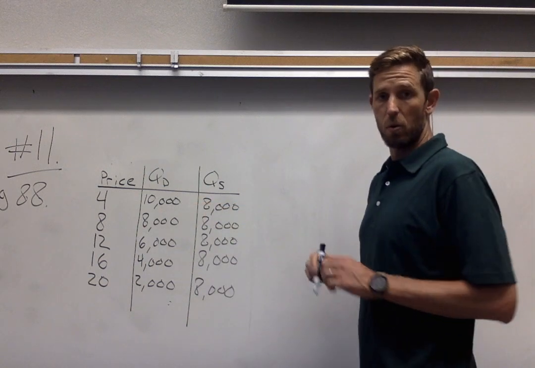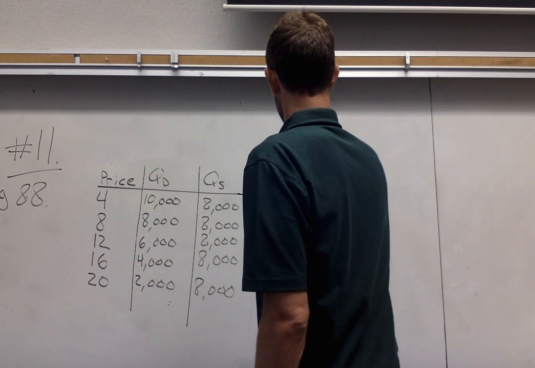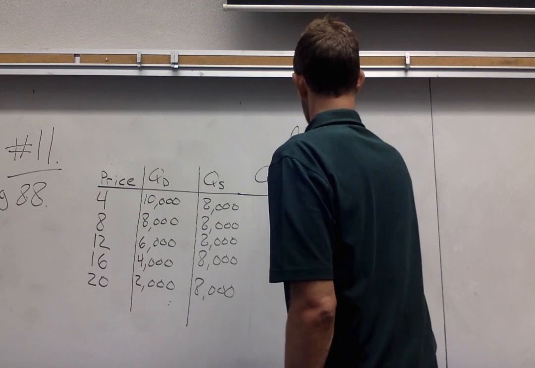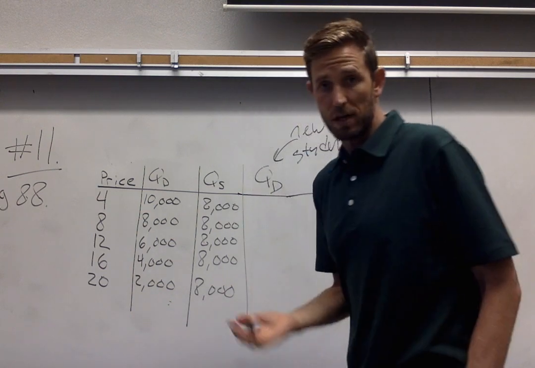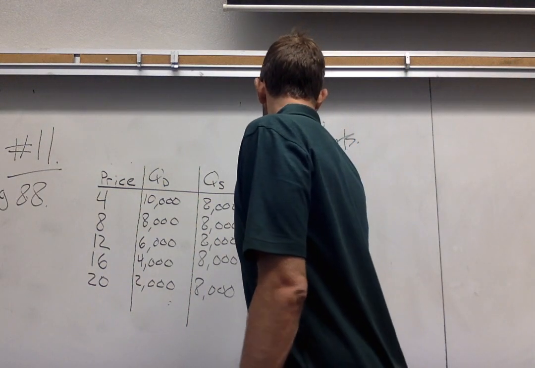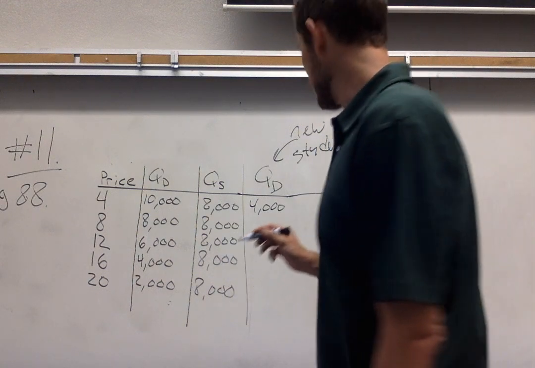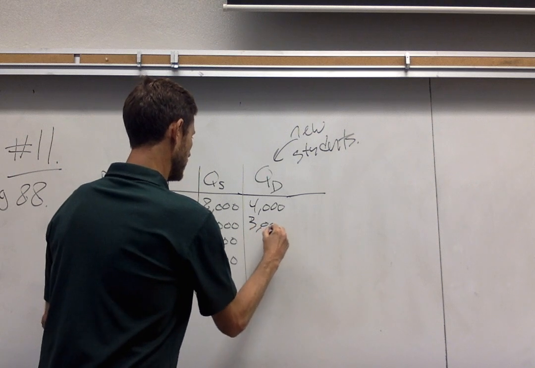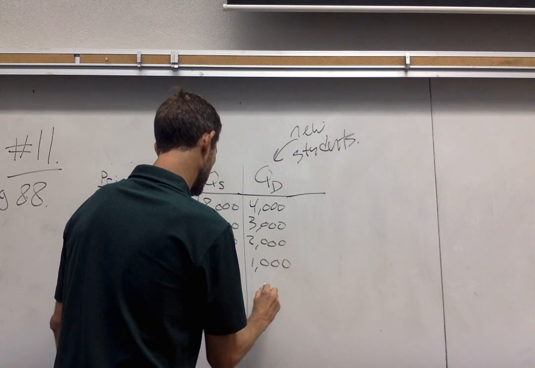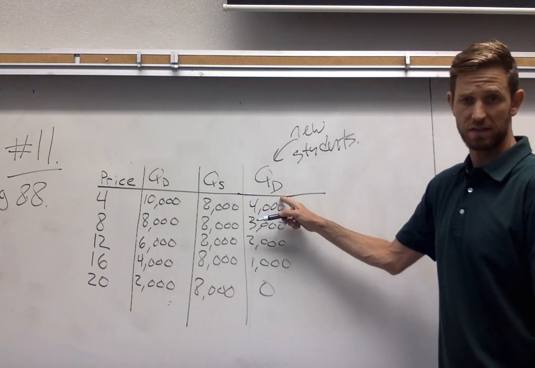This was the demand from the old students. Now we're going to have an additional amount of demand from new students. They want to go to basketball games too. I'm just replicating what the question's telling us. When the price is 4, the new students are willing and able to buy 4,000 tickets, and then it drops by 1,000 tickets every time. So this should be 3,000, 2,000, 1,000, and 0.